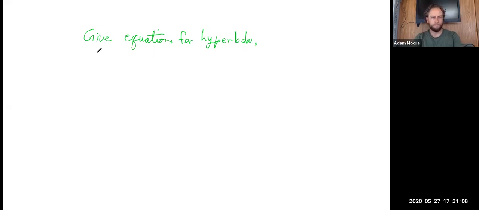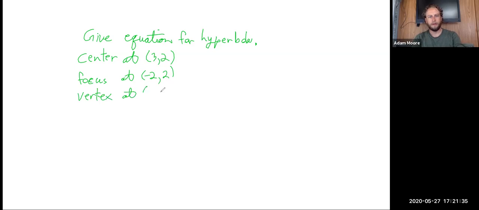This is what they give you, though. They'll give you a center point. We know how that works, at wherever. And we'll say, here, I'm looking at this, we'll do 3, 2. And then they'll give you a focus at some other point, and that'd be negative 2, 2. And then a vertex at wherever, and we'll do negative 1, 2. And that's it, and then from that, you just have to construct the rest of it.